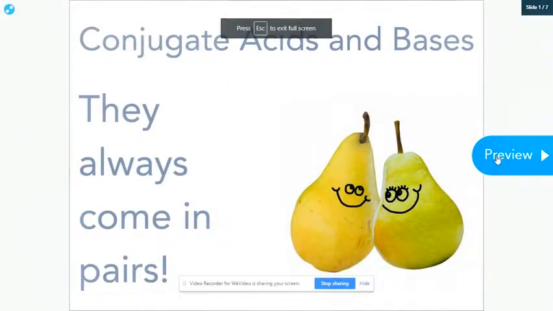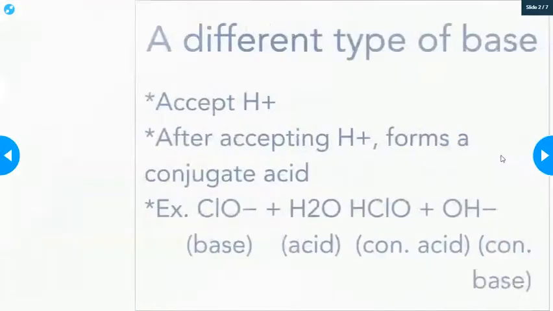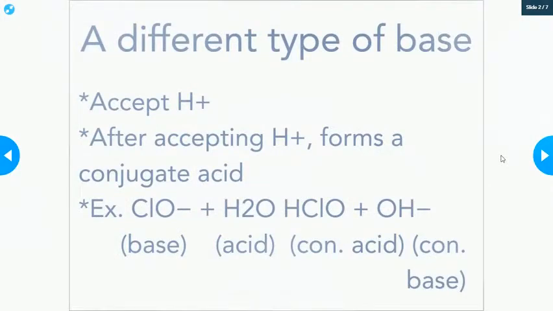So another aspect of acids and bases are going to be conjugate acids and bases. And conjugate acids and bases always come in pairs. So typically when we think of a base, we think of a base as having the hydroxide ion in it, but we were able to find substances that didn't directly contain hydroxide that had a pH level above 7. So we had to expand our definition of a base.